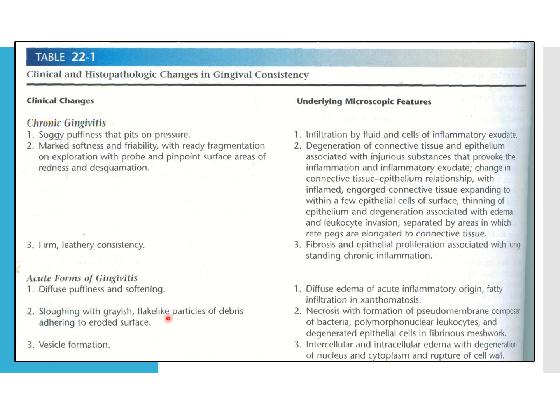Sloughing with grayish flake-like particles of debris adhering to the eroded surface is mainly due to the pseudomembrane composed of bacteria. And then the vesicle formation is due to intercellular and intracellular edema or degeneration of nucleus and cytoplasm and the rupture of the cell wall.